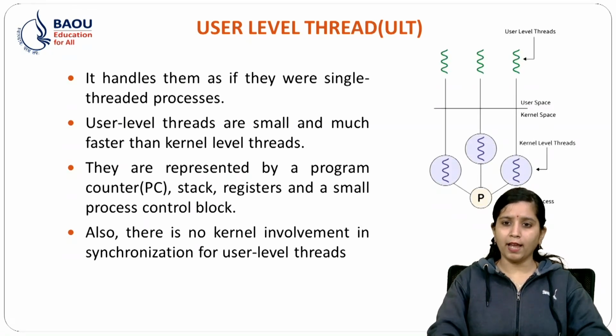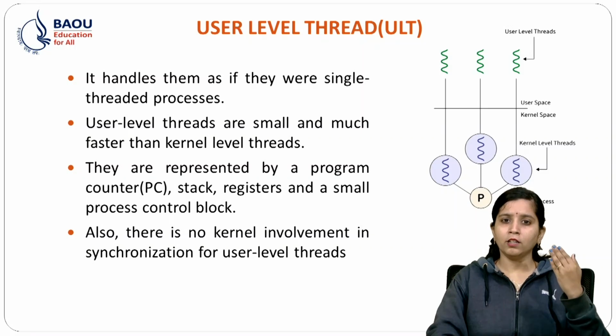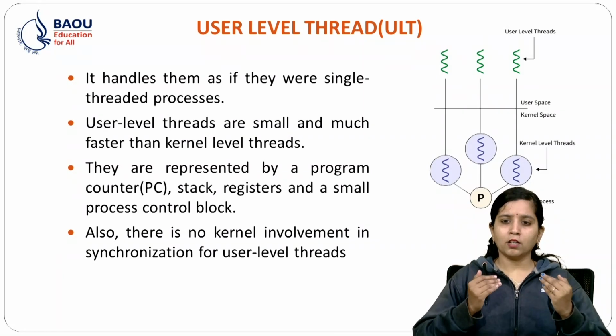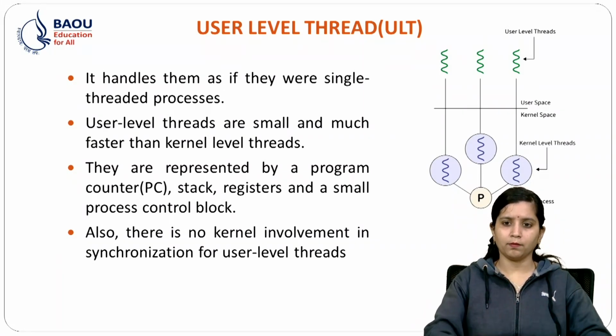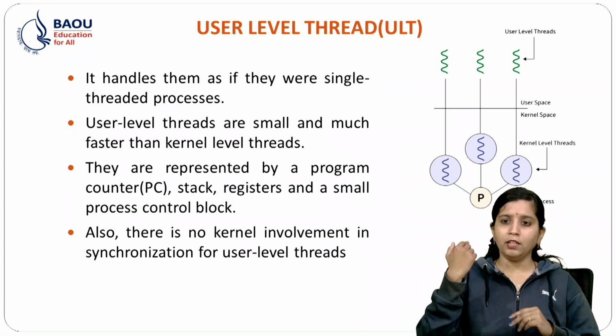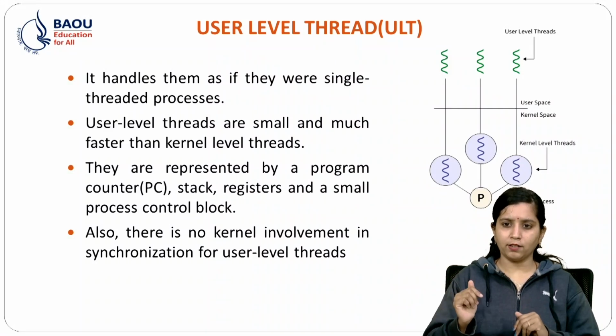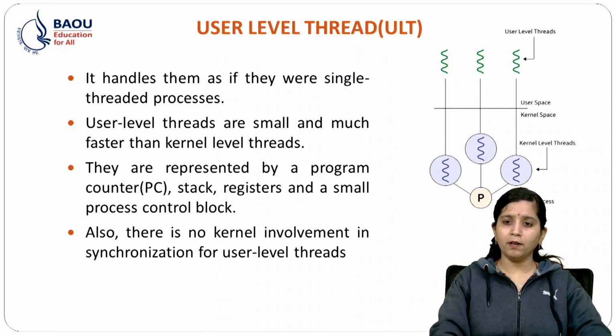So this is the diagram of user level thread. In the picture we have two spaces, user space and kernel space. In the user space there are user level threads, and in the kernel space we have kernel level threads, having a process.